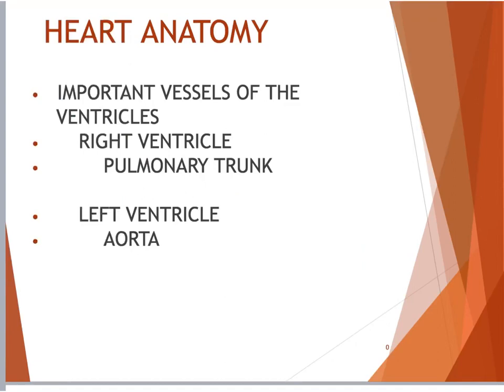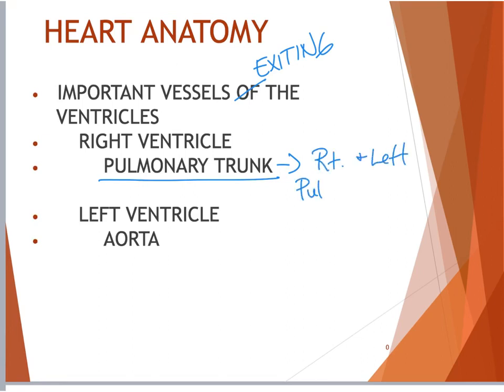Let's talk about the important vessels of the ventricle, and these are exiting. So important vessels exiting the ventricles. Here we talk about just two, one exiting each ventricle. And the first one we talk about exits the right ventricle. It is the pulmonary trunk. The pulmonary trunk exits the right ventricle. It's going to quickly divide into right and left pulmonary arteries.